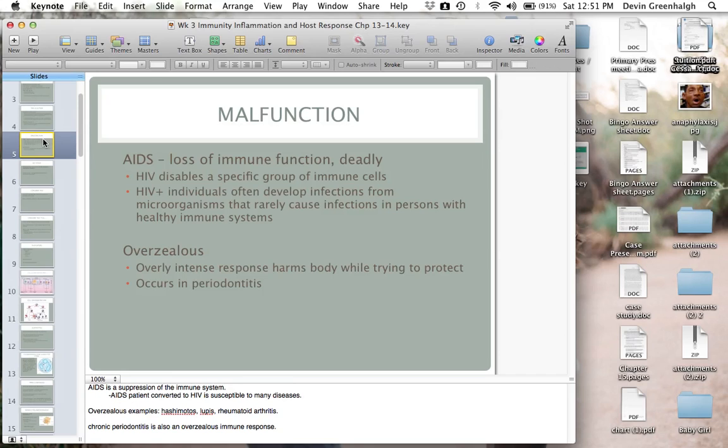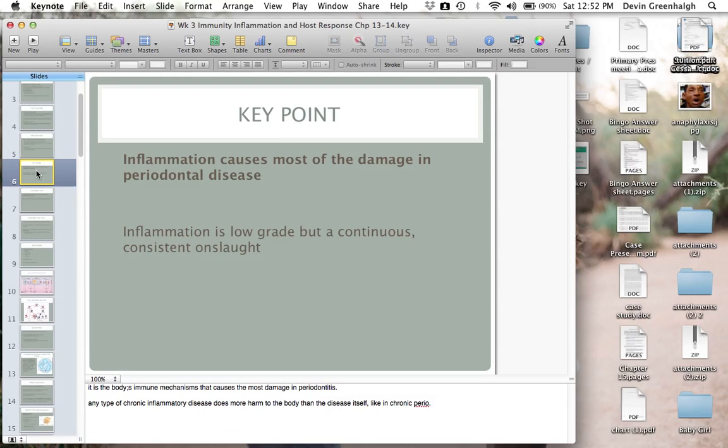Another malfunction of the immune system is overzealous repair. Overly intense response harms the body while trying to protect itself. This is when your body is creating a lot of inflammation towards bacteria, but it's working too hard and going too crazy, such as in periodontal disease. And also Hashimoto's, lupus, rheumatoid arthritis, anything like that. Chronic periodontitis is an example of an overzealous immune response.